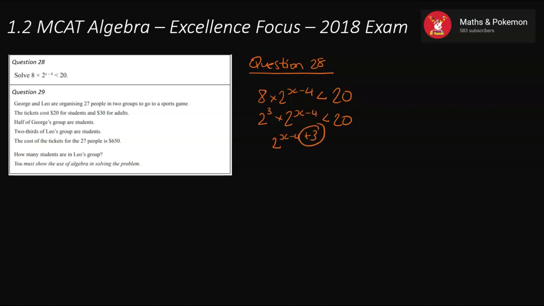So you can see I've just added 3 to the power. That's what I meant by that. When is that less than 20? And then that is 2x minus 1. When is that less than 20? This step here, it's going to be a bit irritating.